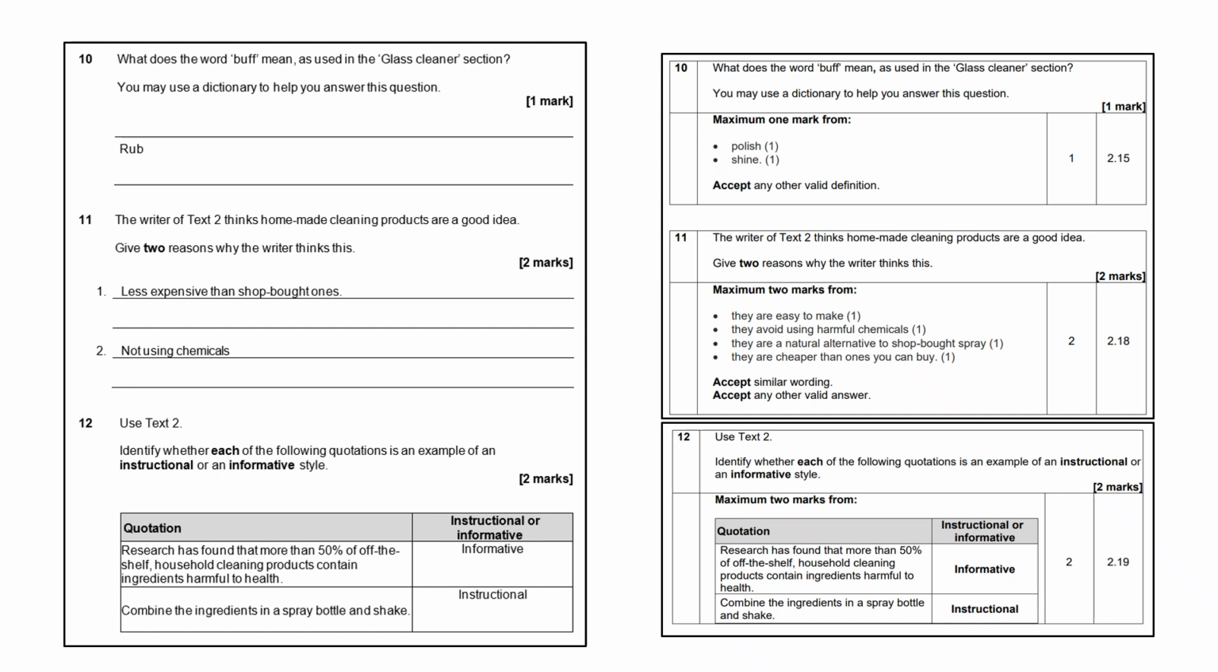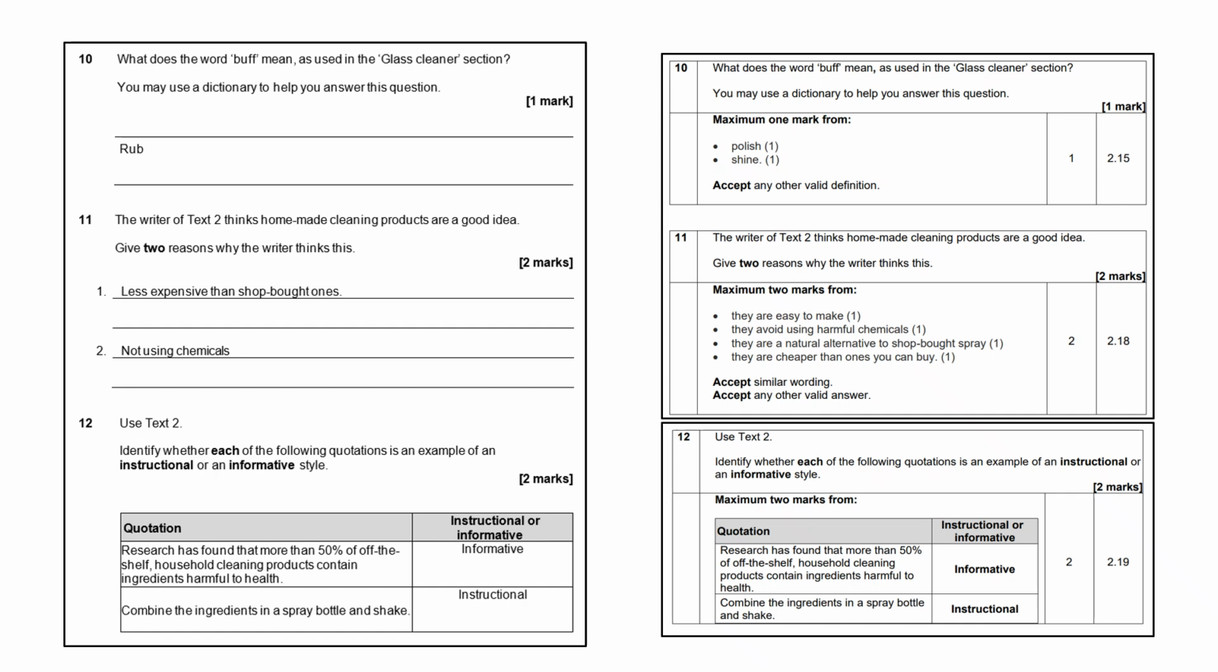So next we have questions 10 to 12, and you may again wish to pause the recording while you have a look at the responses and the mark scheme. So question 10, this is a 1-mark question, and the learner is expected to explain the meaning of the word buff as used in the glass cleaner section. Dictionaries are allowed, and this is covered by the advisory in the mark scheme, and you would accept any other valid definitions in the correct context.